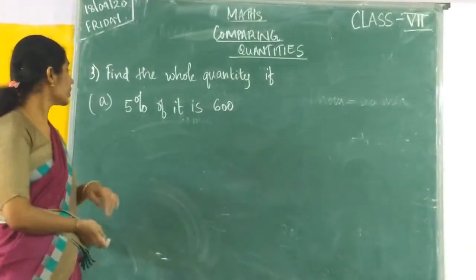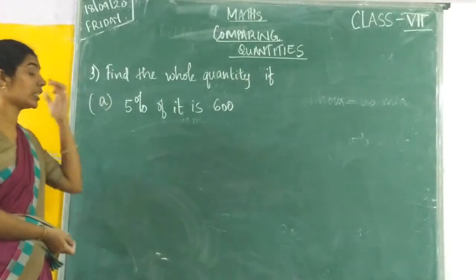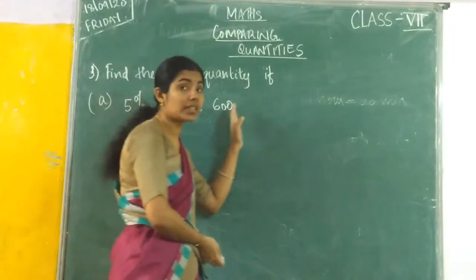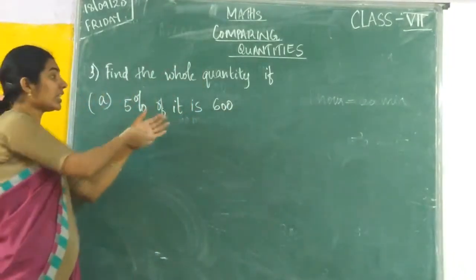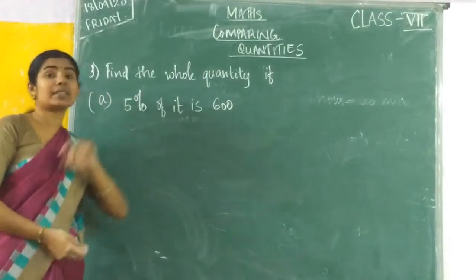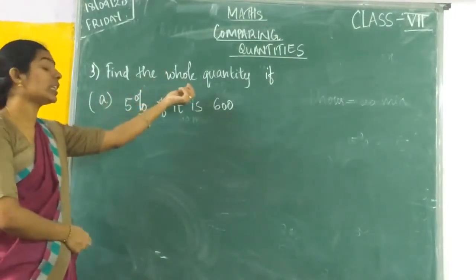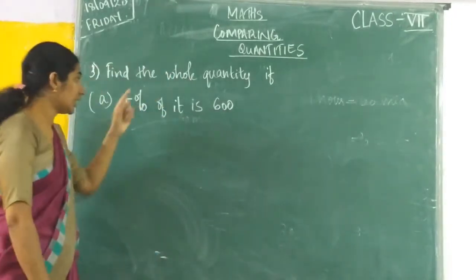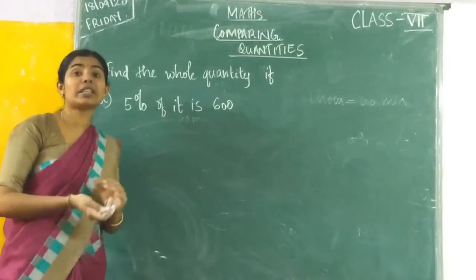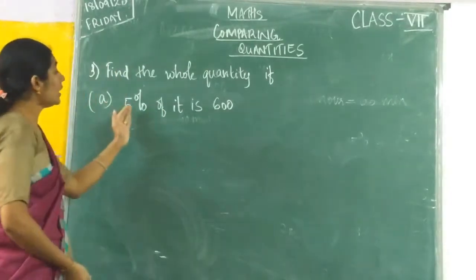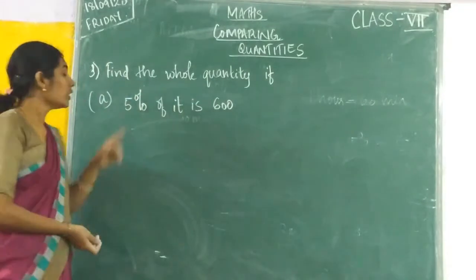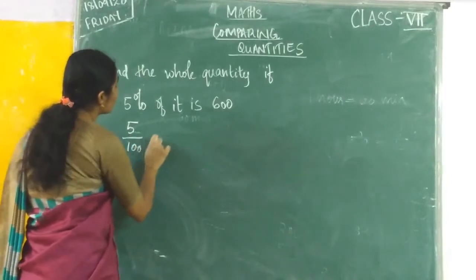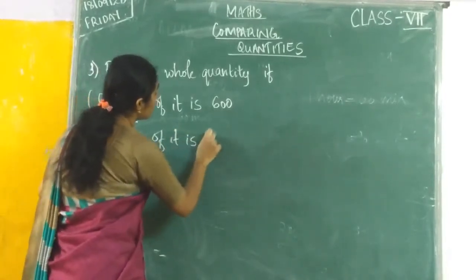Now let us see the next question. Here you want to find the whole quantity if 5% of it is 600. If you take 5% of the whole quantity, you will get 600. So there is one whole quantity. If you take 5% of it, you will get 600. But they didn't give the whole quantity. You want to find that. So how to find that? 5% of it is 600. What does 5% mean? 5% is 5 by 100 of it is 600.